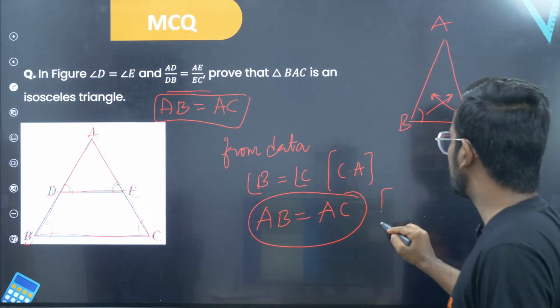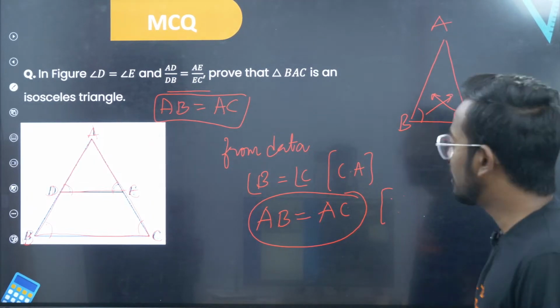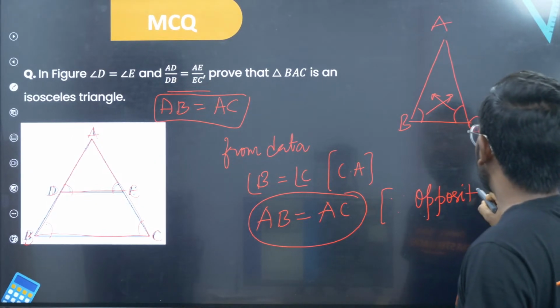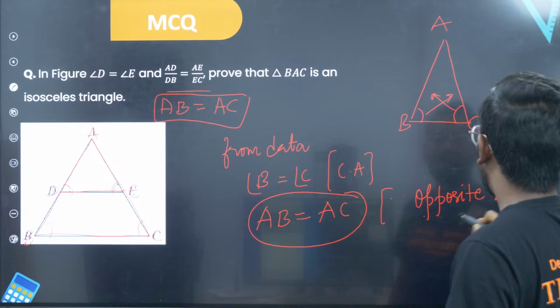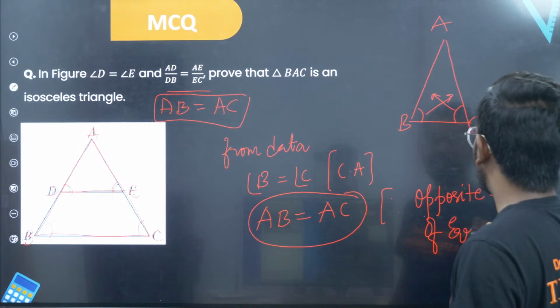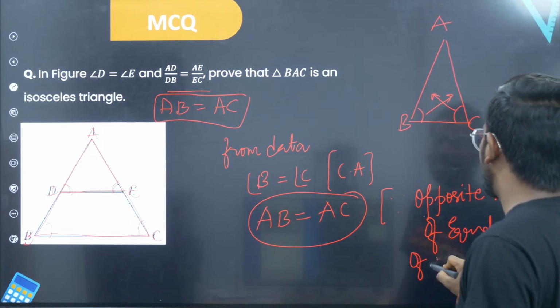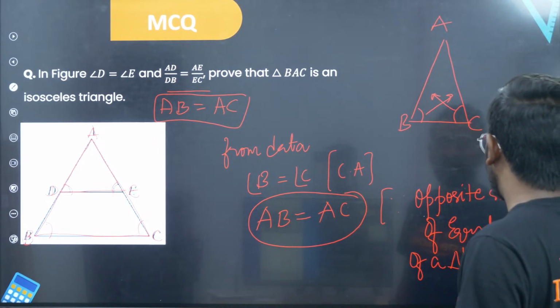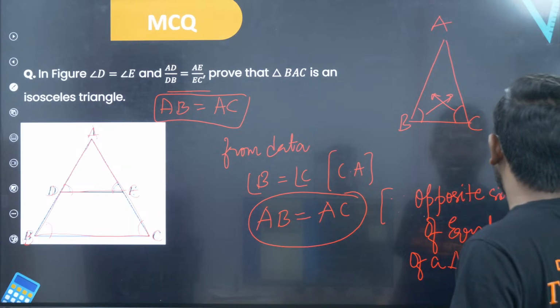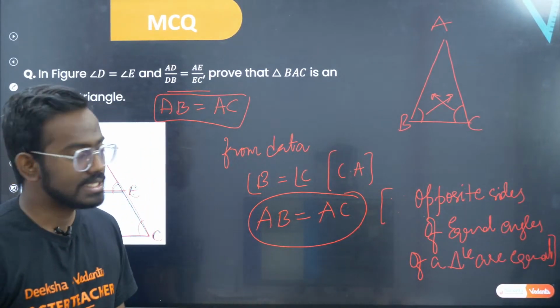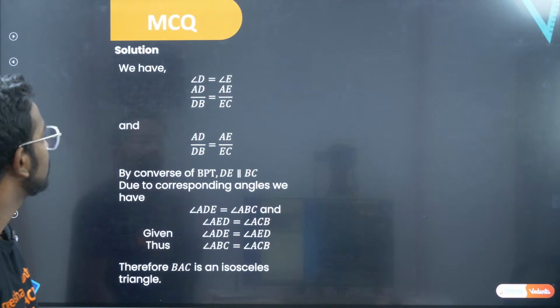For this you should write a reason stating that opposite sides of equal angles of a triangle are equal. This statement carries 1 mark. If you write this only, then you will get a mark. Hope this is clear. Let's take up the next question.